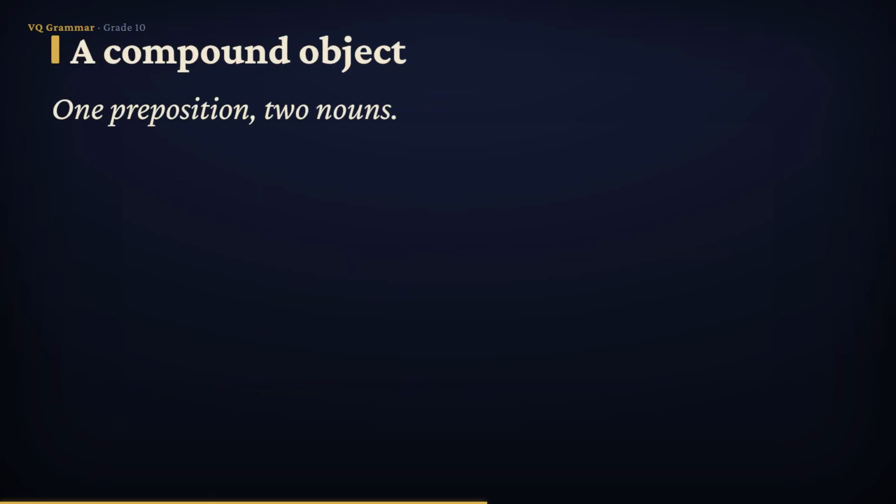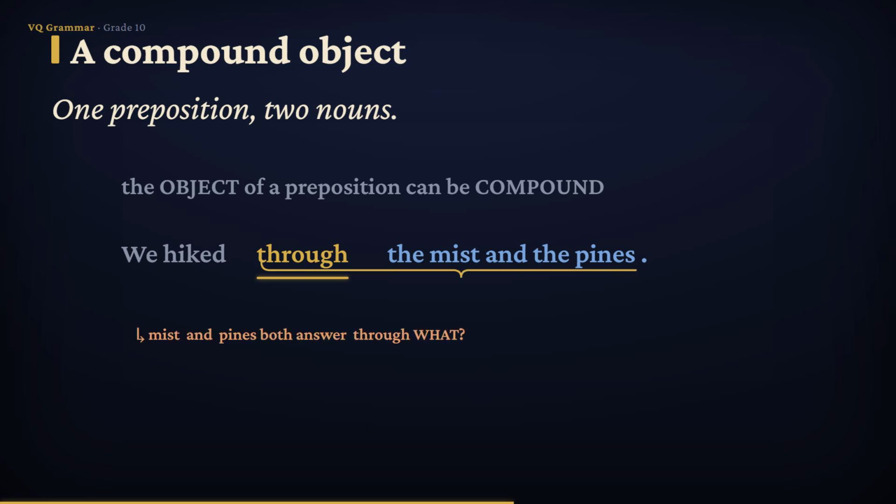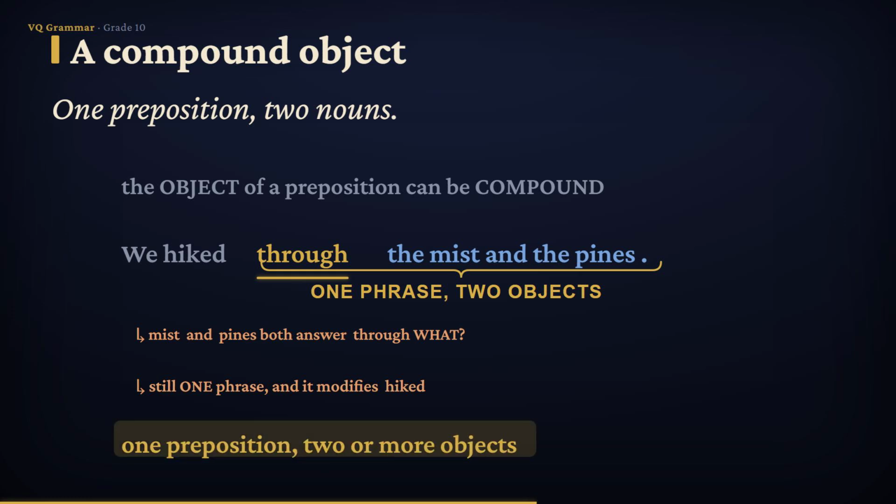One more wrinkle before we practice. The object of a preposition can be compound, which simply means the preposition points to two or more nouns at once. We hiked through the mist and the pines. Through is the preposition. Through what? Through the mist and also through the pines. Both of those nouns are objects of that single preposition, joined by the word and. So this is still one prepositional phrase, not two, and it modifies the verb hiked, telling us where we hiked. Do not let the little word and fool you into chopping the phrase in half.